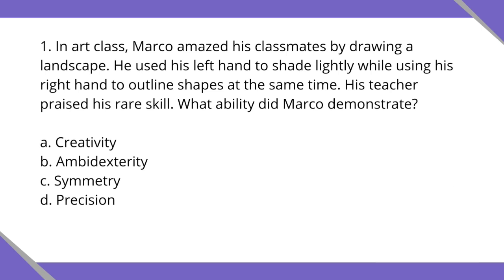The correct answer is letter B. Ambidexterity. It is the ability to use both the left and right hands with equal skill and ease. A person who is ambidextrous can perform tasks using either hand without difficulty. In the scenario, Marco used both hands at the same time, his left hand for shading and his right hand for outlining. This coordinated use of both hands simultaneously and skillfully is a clear example of ambidexterity.